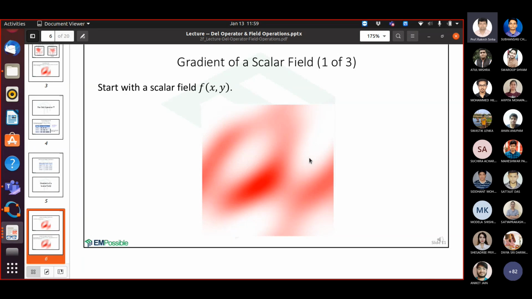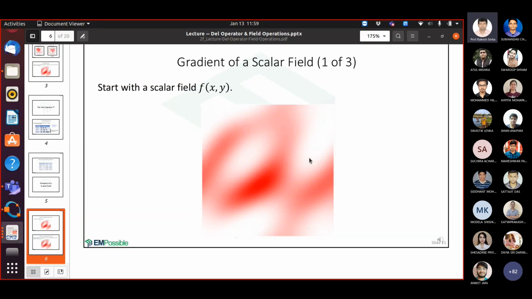Gradient indicates the maximum slope at that particular point. Let's say I am standing at a particular point. From that point, in which direction do I have the maximum, or steepest, slope? Because in different directions you will have different slopes.